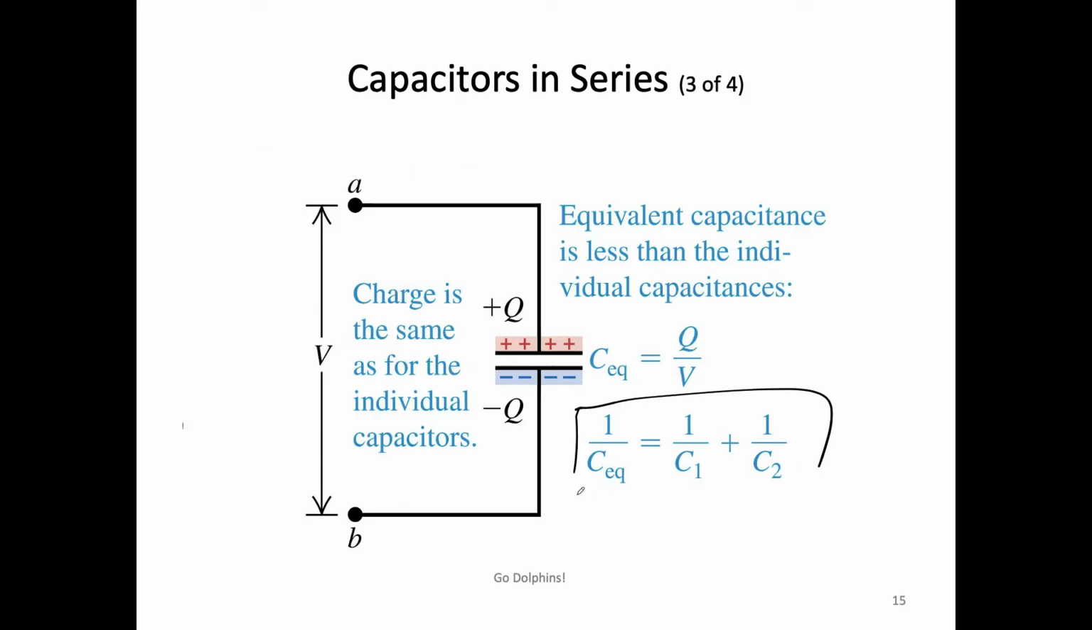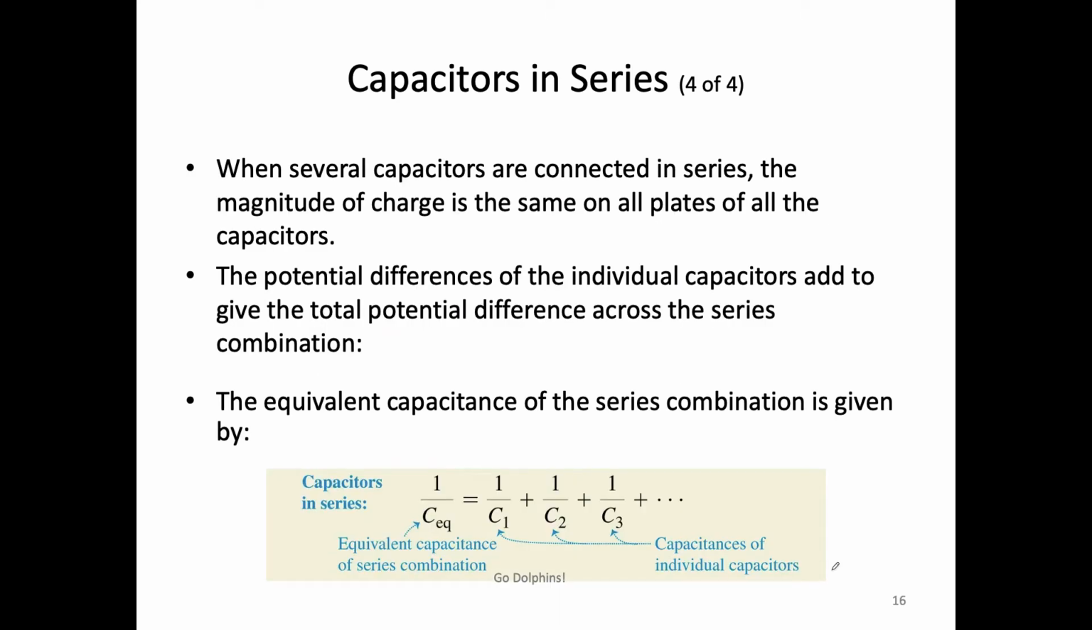And when you only have two capacitors in series, you can rewrite this equation as C equivalent equals C1 times C2 over C1 plus C2. So this is a more general equation: if you have more than one capacitor in series, how do you calculate the equivalent capacitance?